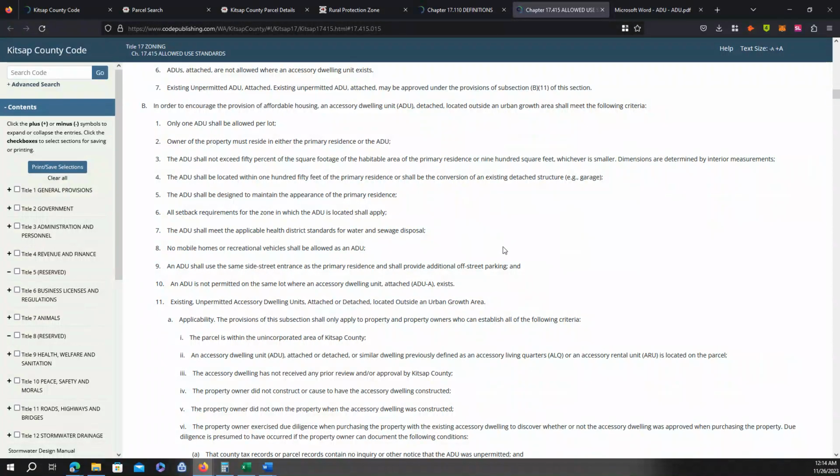And we'll see you in the next section, where we're going to talk about special circumstances, particularly critical areas and shorelines.